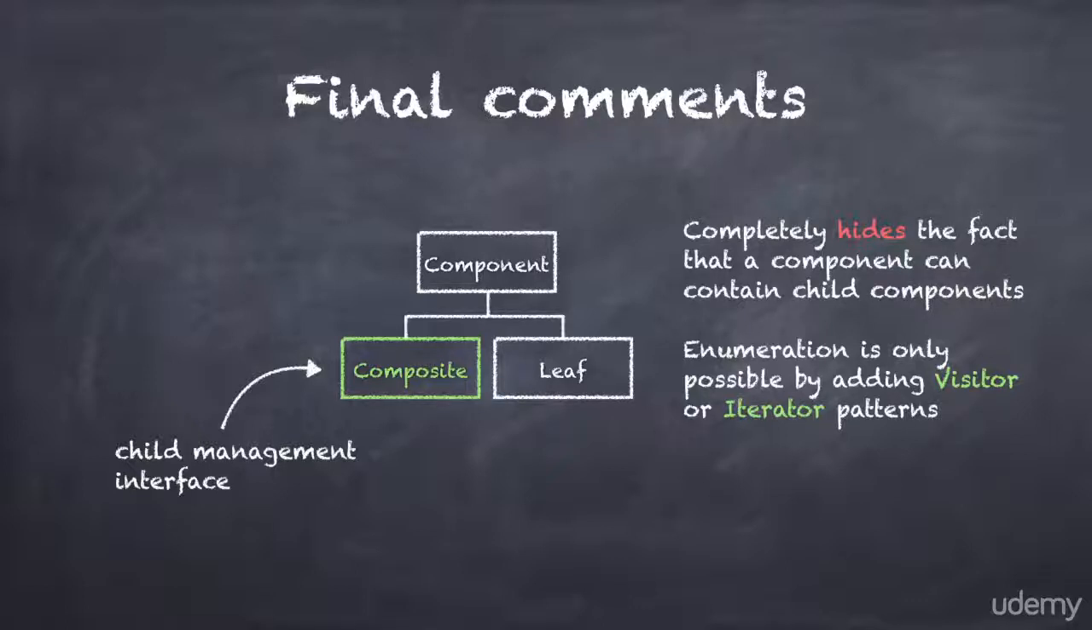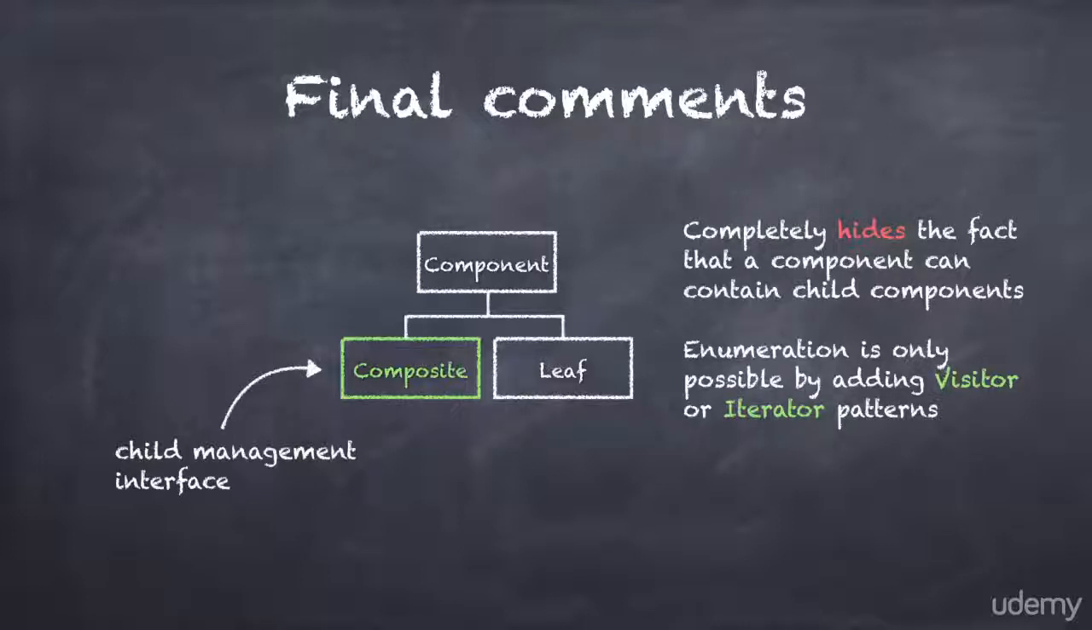However, sometimes you might need to iterate over each component in the hierarchy. With a pure composite pattern, this isn't possible, because information about the hierarchy is only contained in the composite objects and not in the components or the leaves. The only way to make this work is by adding a separate visitor or enumerator pattern.